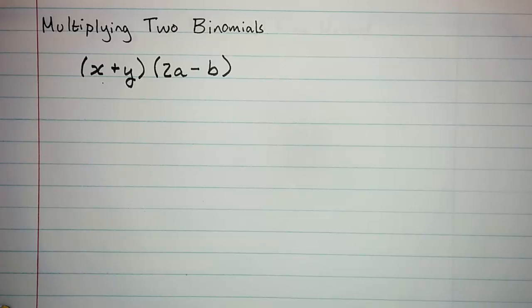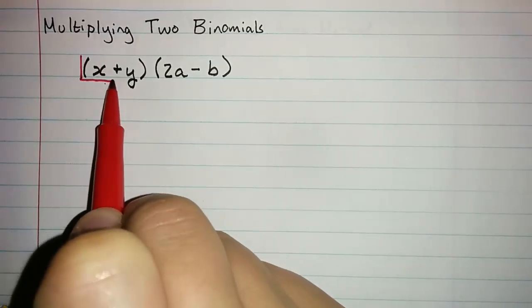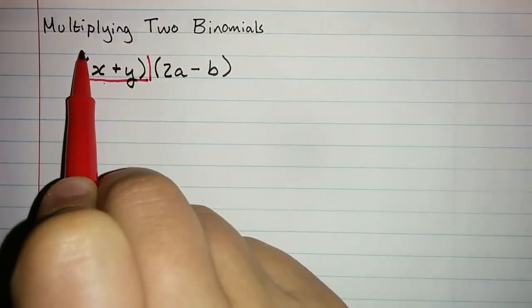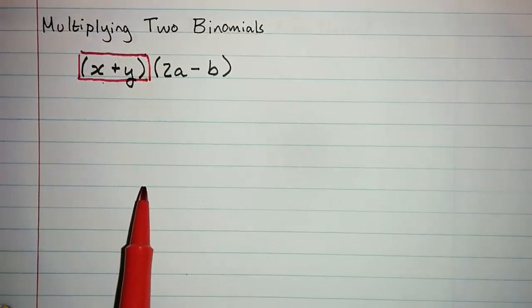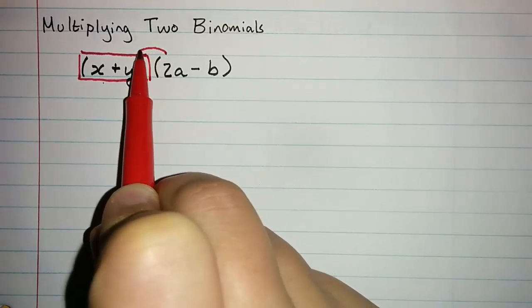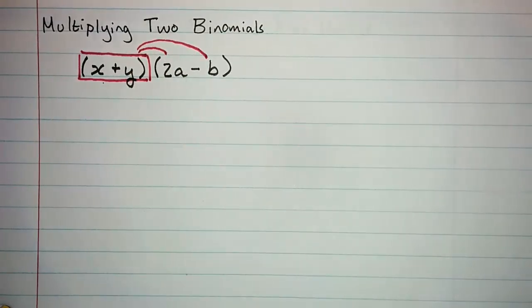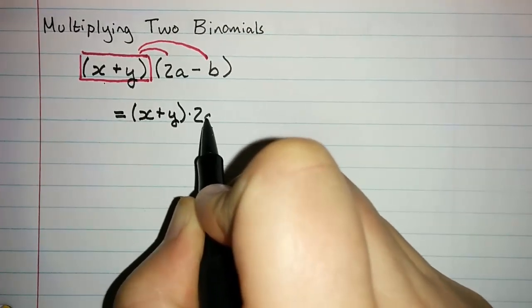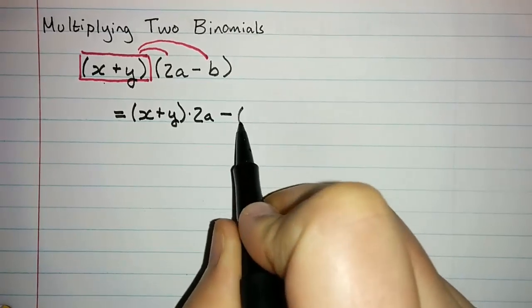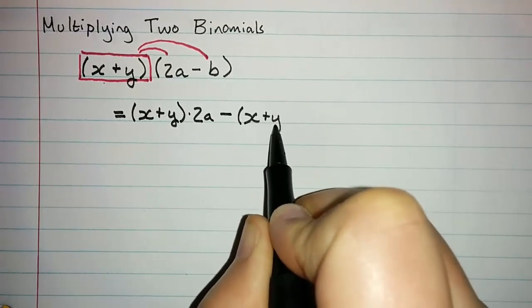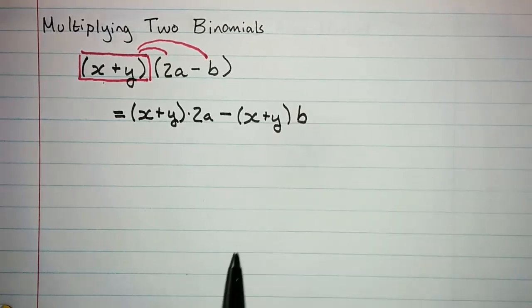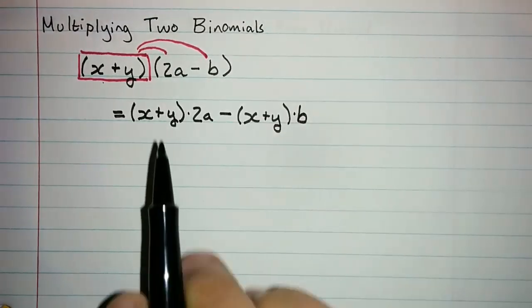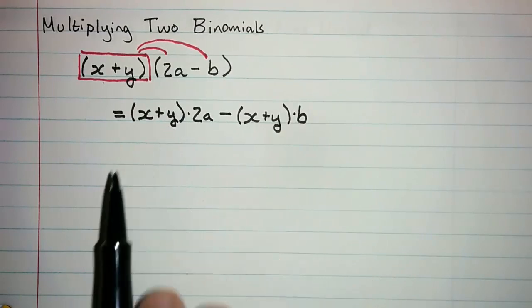Again, this is a job for the distributive property. We can think of x plus y as a single, fairly complicated object, and we want to distribute it across this subtraction. So we'll have (x plus y) times 2a minus (x plus y) times b. Right, this is just the distributive property.